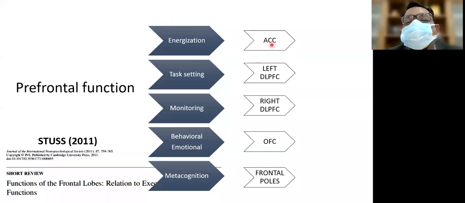Energization is done by the anterior cingulate cortex. Energization is the amount of energy I'm putting in, the inertia, the less inertia I'm showing. Task setting is by the left part of the DLPFC. Monitoring is by the right part of the DLPFC. Emotional and behavioral regulation is by the orbitofrontal cortex, and metacognition is by the frontal cortex. In the next few slides, I'll take each of these functions by each of these specific areas, and I'll explain how we test it at the bedside.